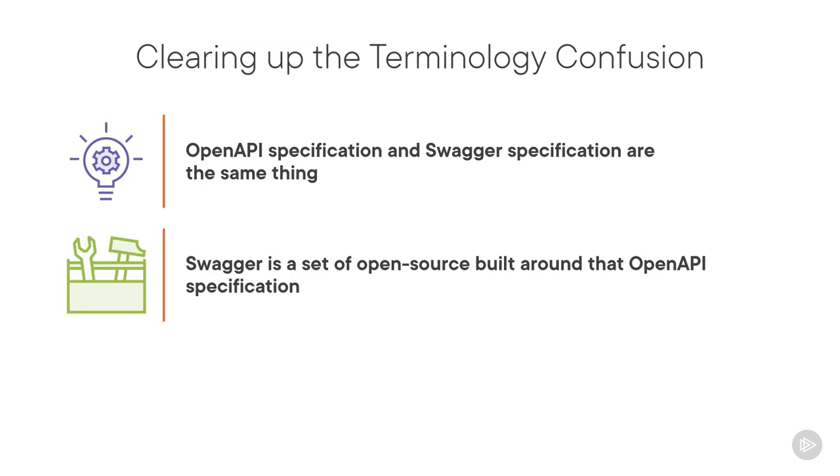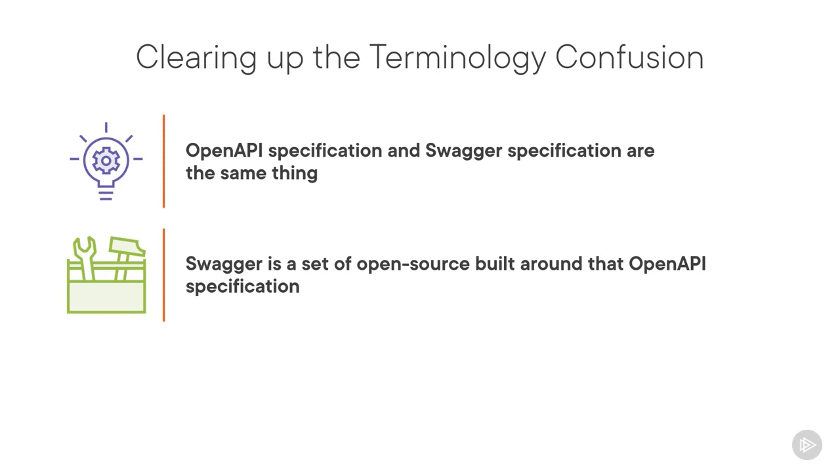Swagger then is sort of an umbrella term. It's a set of open source tools built around that OpenAPI specification. These are tools that help with creating an OpenAPI specification, like Swagger Editor, tools that help with rendering a UI from an OpenAPI specification, an example of that is Swagger UI, or even tools that help with generating client libraries from that specification. Alright, back to those two requirements.